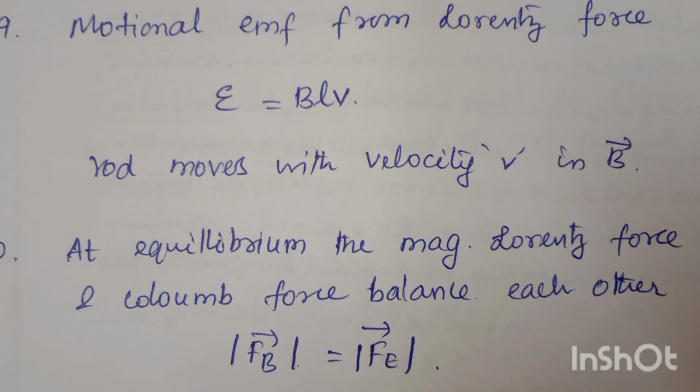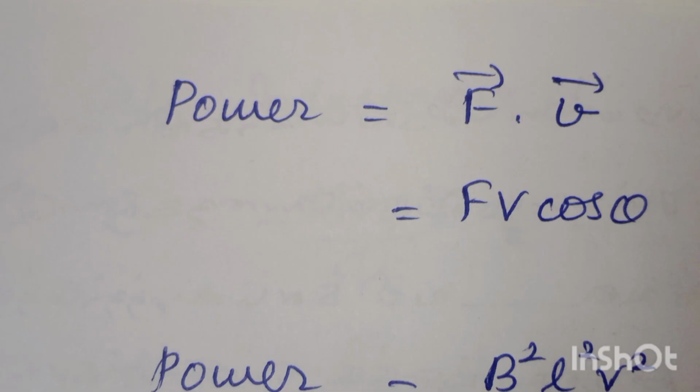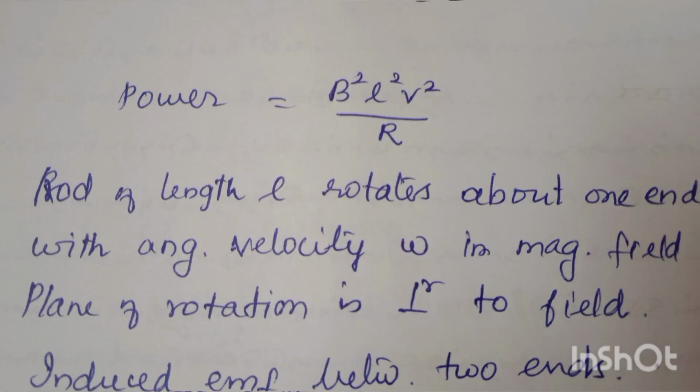Motional EMF from Lorentz force, E is equal to BLV. Rod moves with velocity v in B vector. At equilibrium, the magnetic Lorentz force and Coulomb force balance each other. That is, modulus of FV vector is equal to modulus of FE vector. Induced current I is equal to BLV by R. Power is equal to F vector dot V vector, that is FV cos theta. Power is equal to B square L square V square by R.